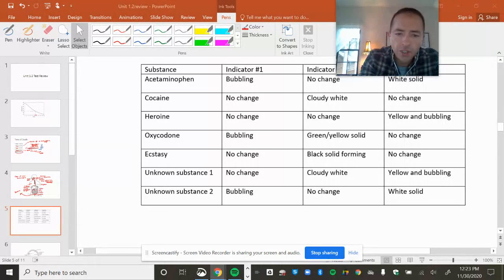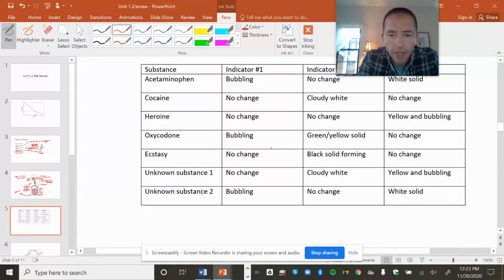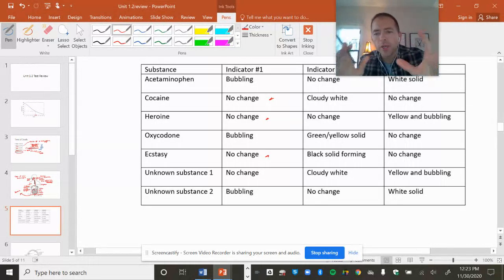And that would match ecstasy, and that would match, sorry, my pen's not activated here. That would match ecstasy, that would match heroin, would match cocaine. You're basically doing a puzzle with this, right? And so then unknown substance number 1 with the second indicator produces a cloudy white, which is like the cocaine. It's not like the other substances. So now we've got 2 checks positive for cocaine.